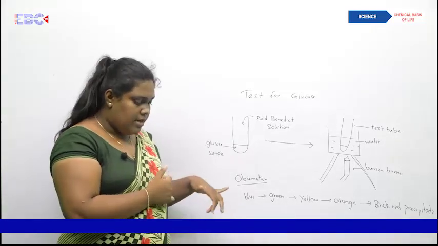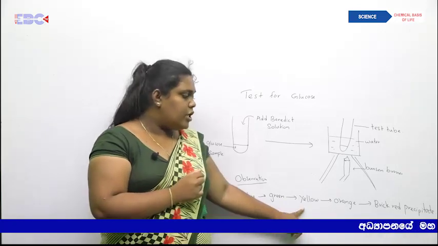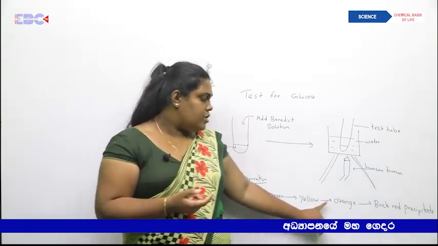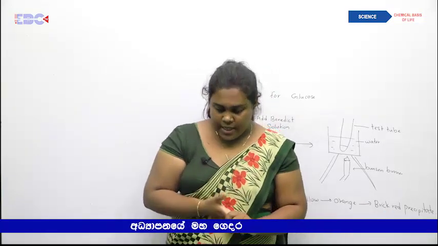The observation is that the color changes from blue to green, then from green to yellow, then gradually the color changes to orange. Finally, you can get a brick red precipitate, right?